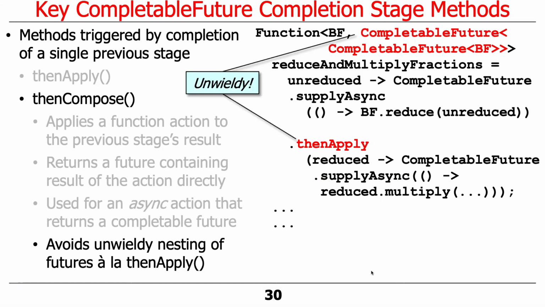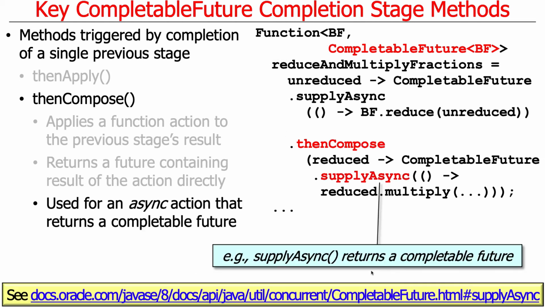If we were to use then apply like this, we would end up with a completable future to a completable future, because they would nest, because we know that then apply returns a completable future to whatever the result of the action is, and this particular action returns a completable future. So we'd end up with a completable future to a completable future, which is doable and it works, but man, oh man, is it verbose and unwieldy.